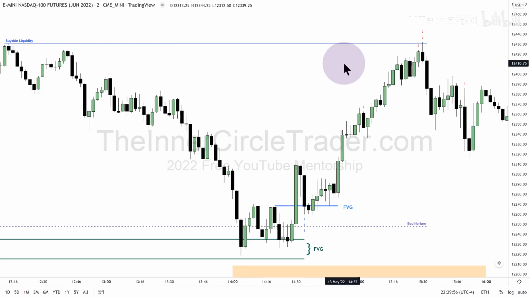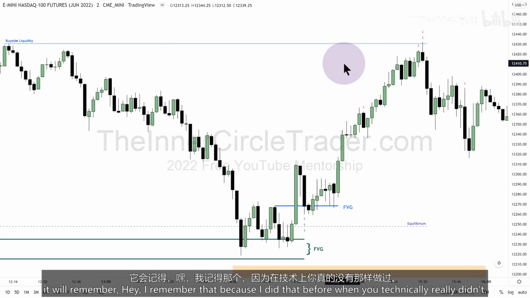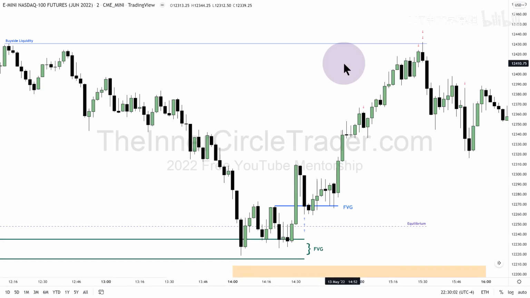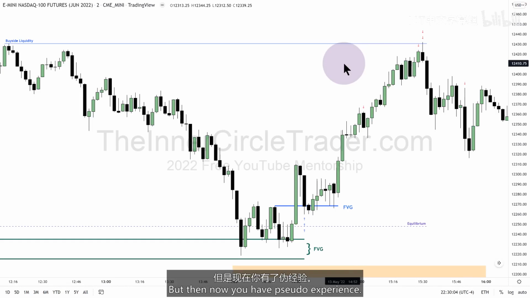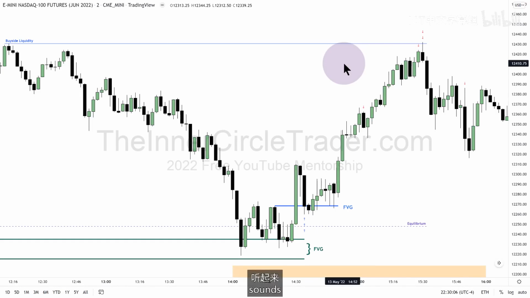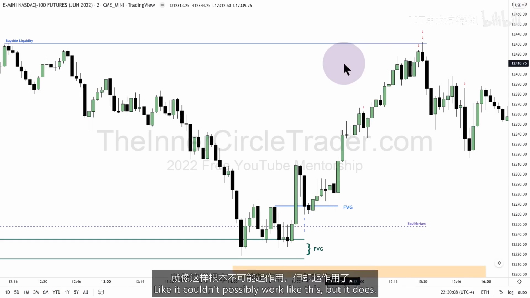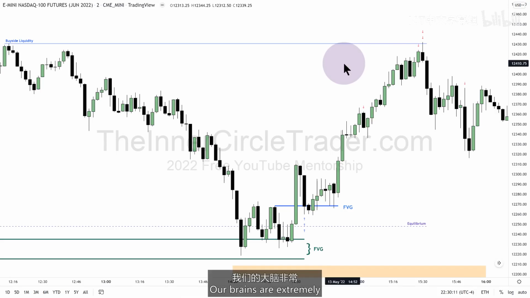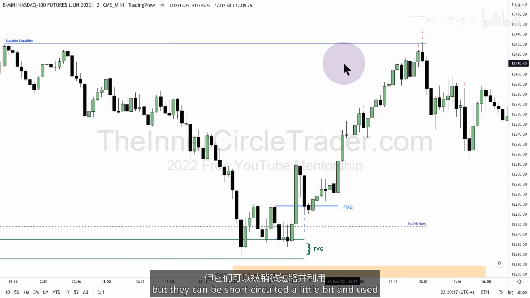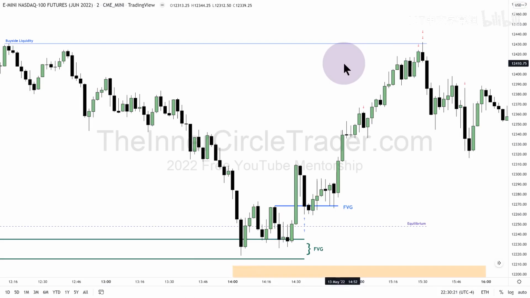And when you start seeing it live, it will remember, hey, I remember that because I did that before, when you technically really didn't. But then now you have pseudo experience. It sounds strange, like it couldn't possibly work like this, but it does. Our brains are extremely intricate. They're very powerful, but they can be short-circuited a little bit and used in an advantageous way of studying.